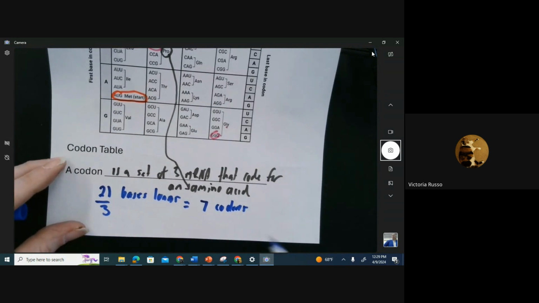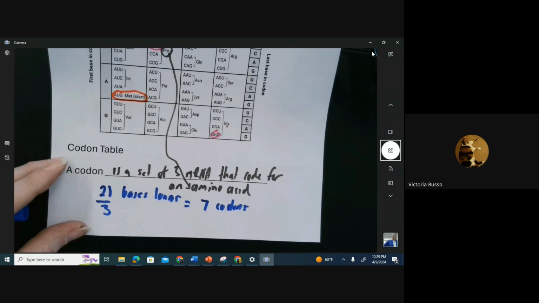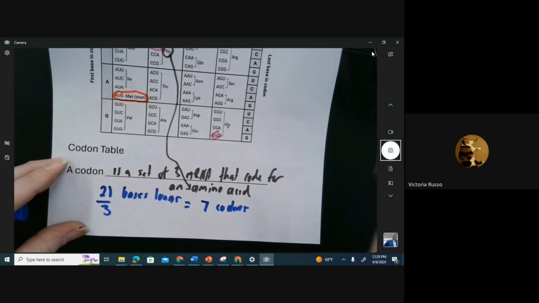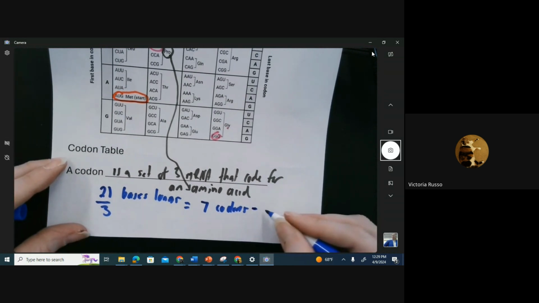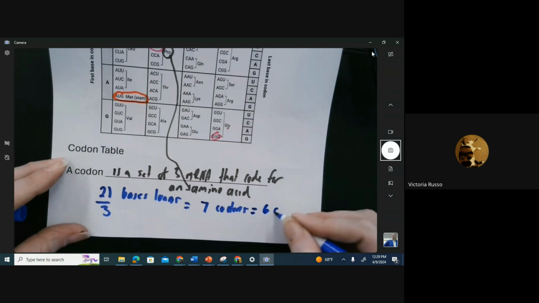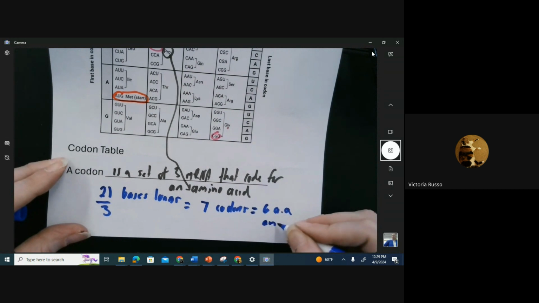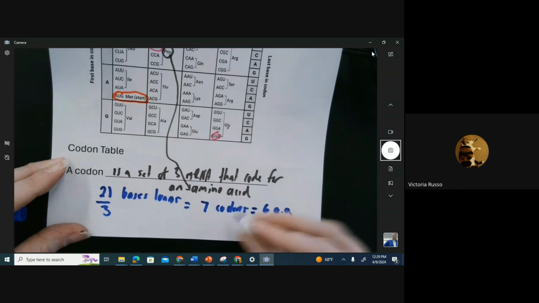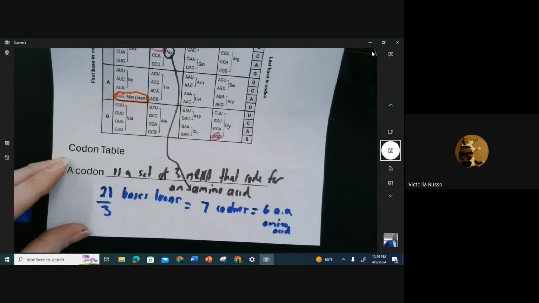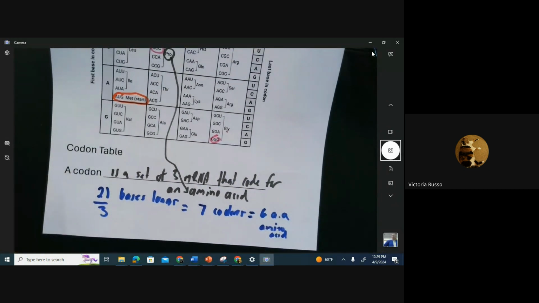So you say, oh, since there are 7 codons, there'll be 7 amino acids. But you have to remember that the stop codon does not code for an amino acid. So that means our protein would have 6 amino acids, 7 minus 1. The abbreviation for amino acids is AA. I can write it out if you'd like. But because one of the codons is the stop codon, the number of amino acids is 1 less.